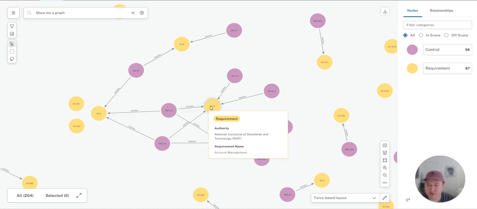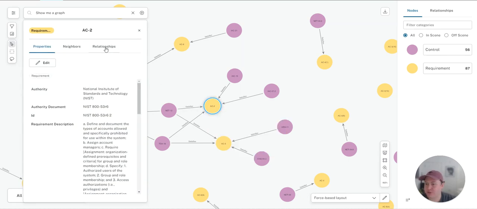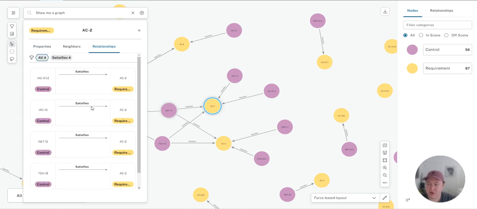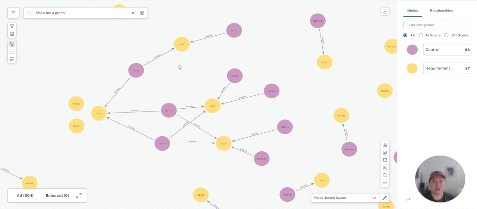We can also do interesting stuff. If I go back to the relationships here, this one will look a lot more interesting, right? Because we have a lot more controls that are satisfying that requirement. Now, all of these structures and this visualization are very simple. We're not using any graph algorithms, and we also only have requirements from one authority source, which is NIST 800-53.